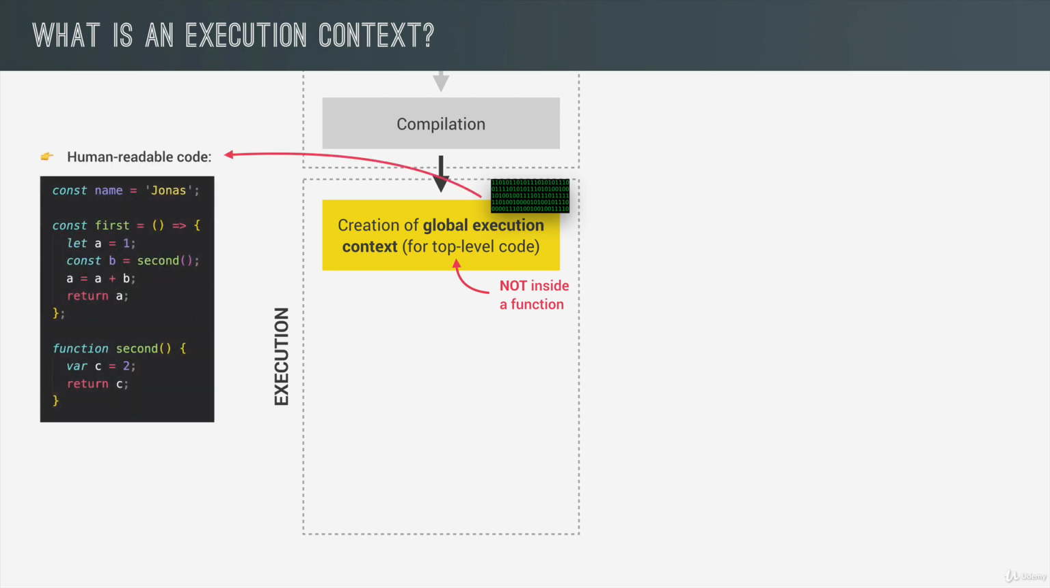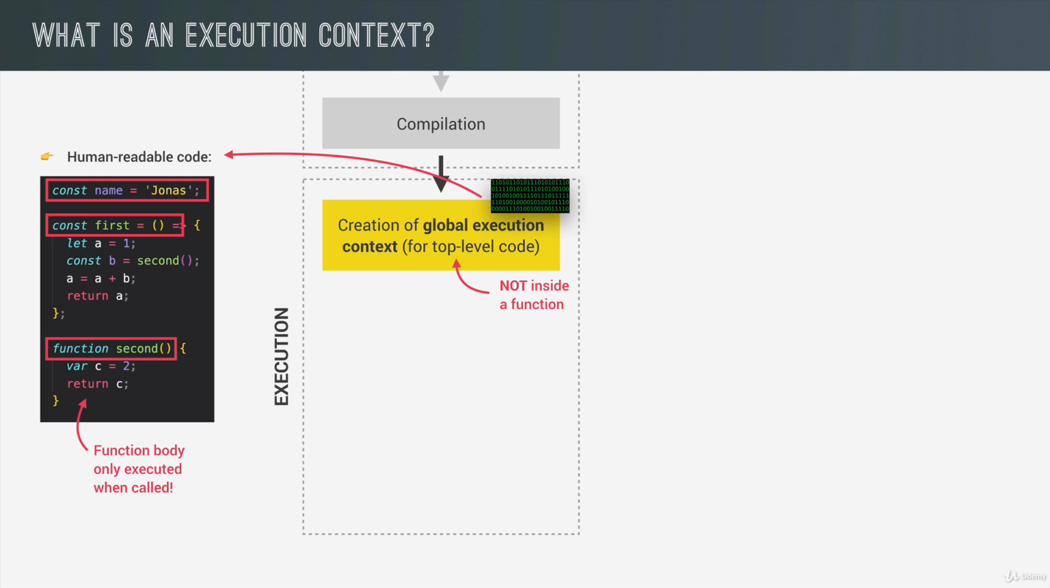So this name variable declaration is clearly top level code, right? And therefore, it will be executed in the global execution context. Next, we have two functions, one expression and one declaration. So these will also be declared so that they can be called later. But the code inside the functions will only be executed when the functions are called.